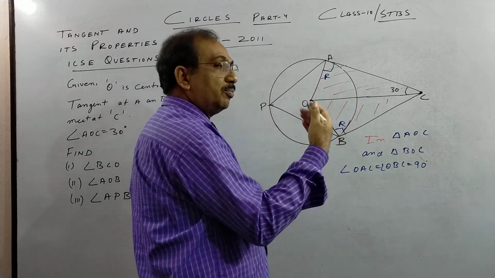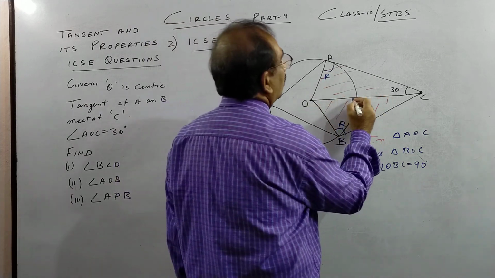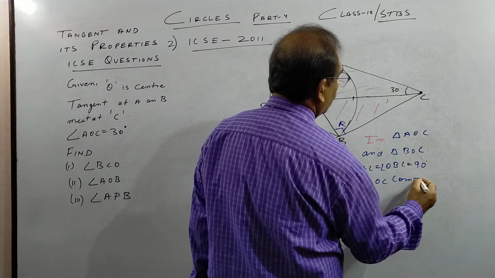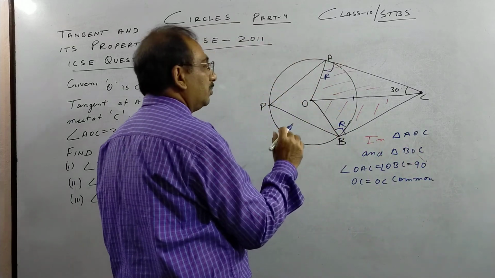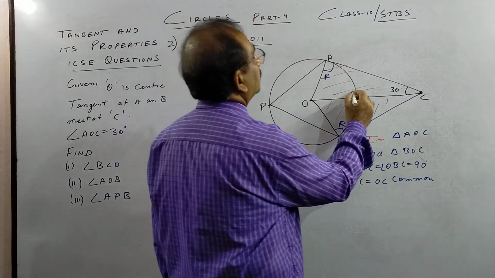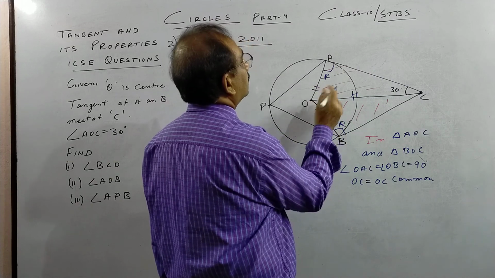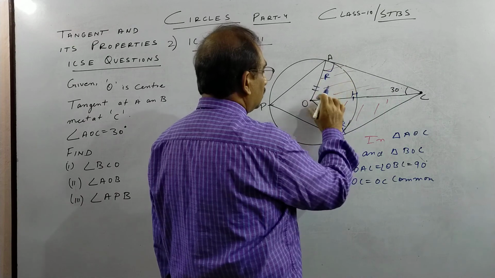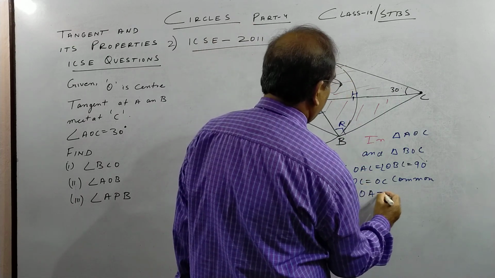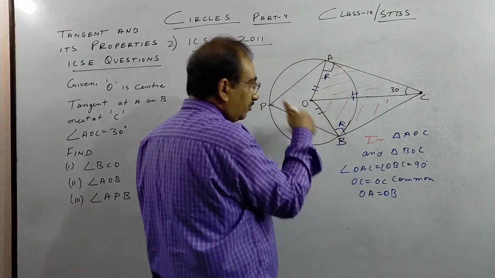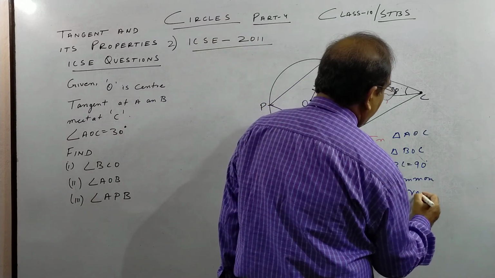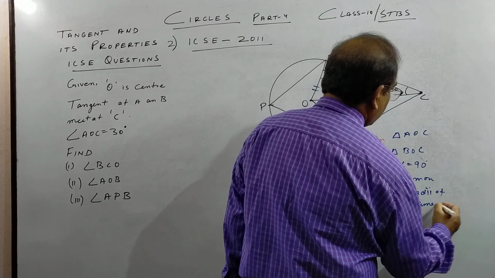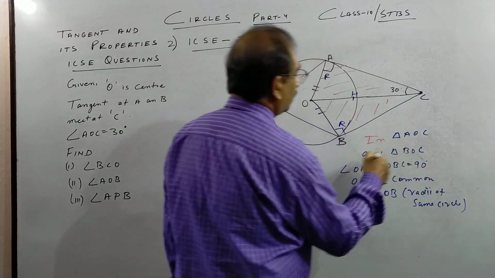So I'm giving you in fact the proof of the first theorem. H, hypotenuse is common. So OC is equal to OC, common. Okay. So this is the first theorem's proof. RHS, this is S, one side. So this OB is equal to OA. Why? They are radii of the same circle. One circle will have one radius. So radii of the same circle. So finally what we get, children? These two triangles are congruent.